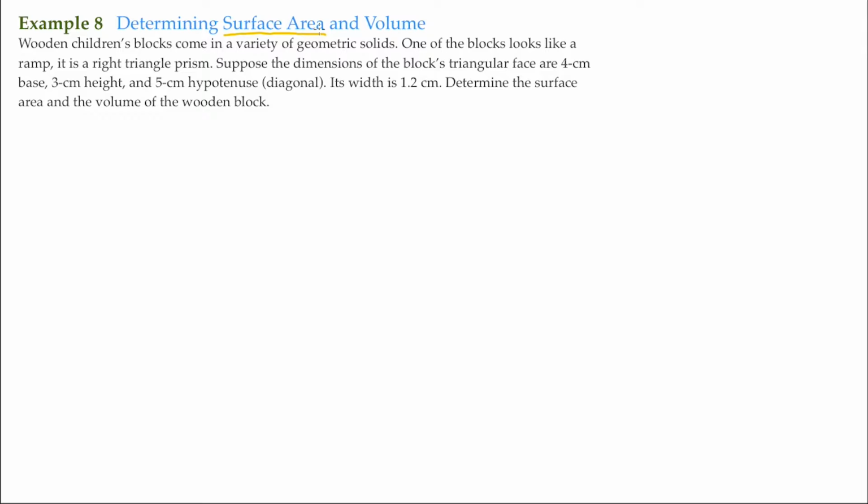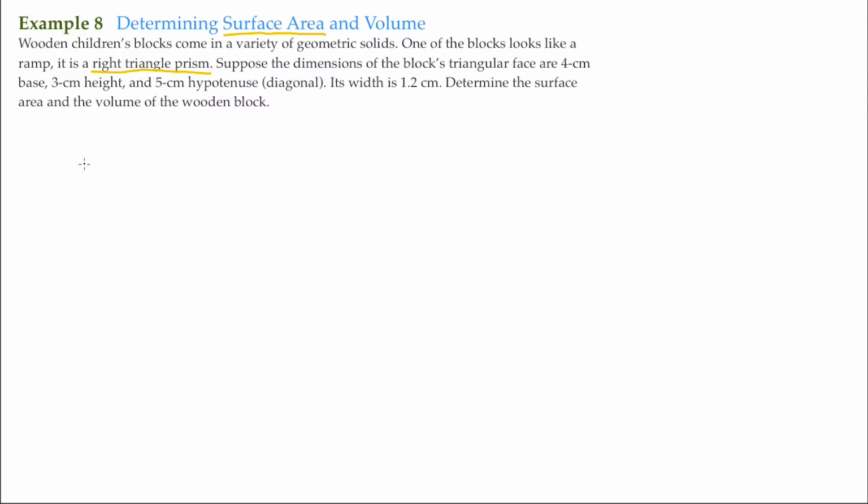Suppose the dimensions of the block's triangular face are 4 centimeter base, 3 centimeter height, and a 5 centimeter hypotenuse, that's its diagonal. Its width is 1.2 centimeters. Determine the surface area and the volume of the wooden block. Now, a right triangle prism is known as a polyhedron. A polyhedron is a polygon that is bounded by other polygons.